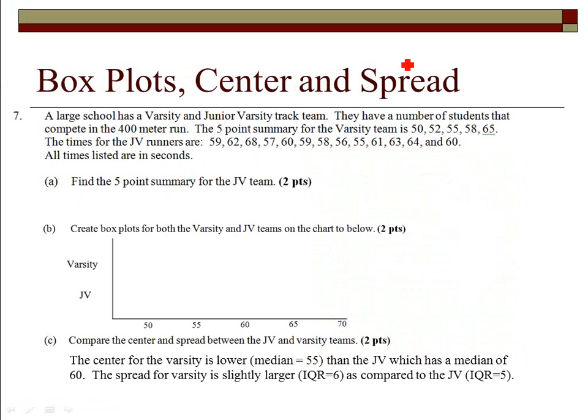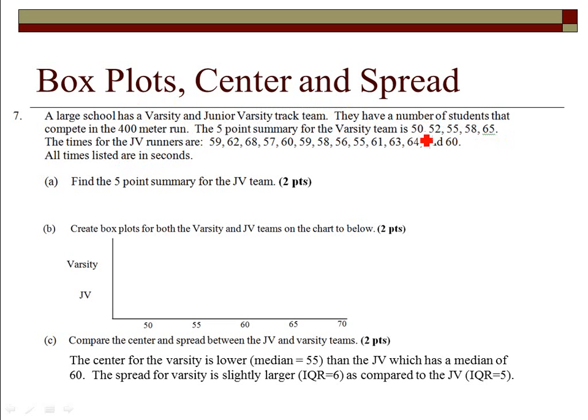So the last one we're going to be looking at is using box plots and talking about things like center and spread. So we have a large school, has a varsity and junior varsity track team. We're going to assume it's like the boys varsity team, okay, and JV teams. They have a number of students that compete in the 400-meter run. The 5-point summary for the varsity team is 50, 52, 55, 58, 65.